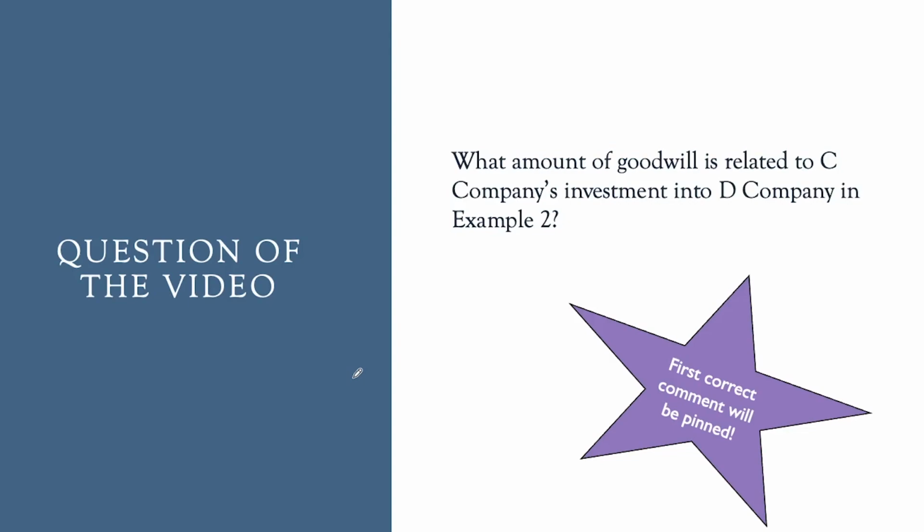So what I like to do is leave a question at the end of each video. This one being, what amount of goodwill is related to C company's investment into D company in example 2? Now we went over how to calculate goodwill in example 1, but if you can figure out how to solve for it in example 2, leave it in the comments below.